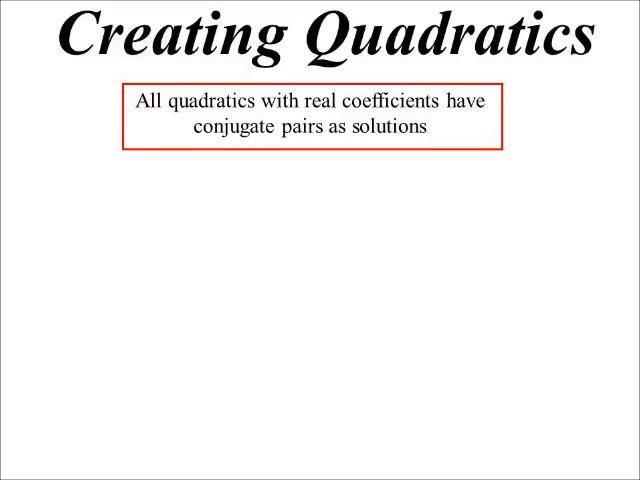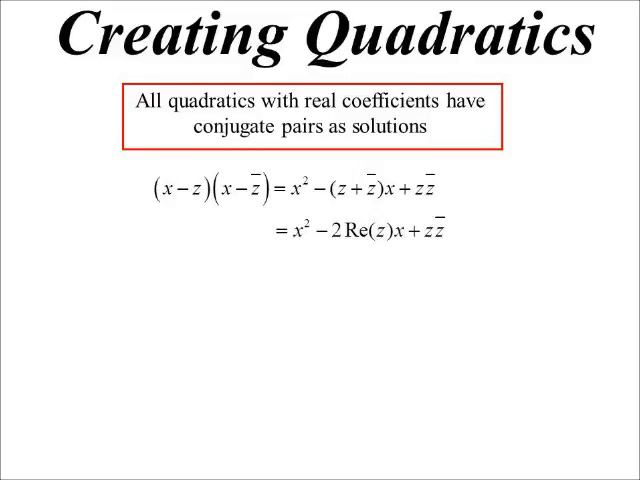Let's just prove that a little bit here. So x minus z times x minus the conjugate of z. If I was to expand that out, I get x squared minus z plus the conjugate of z, x, plus z times z conjugate. Well, z plus its conjugate. If you add a number with its conjugate, the imaginary parts will disappear because one's plus, one's minus. You'll be left with twice the real part of the complex number. And then z conjugate, remember we said, that's the sum of two squares, x squared plus y squared.